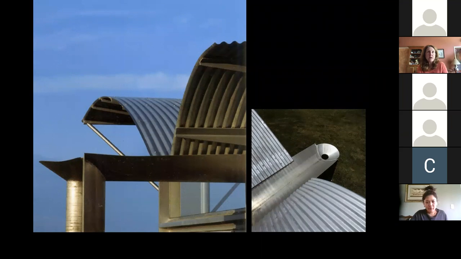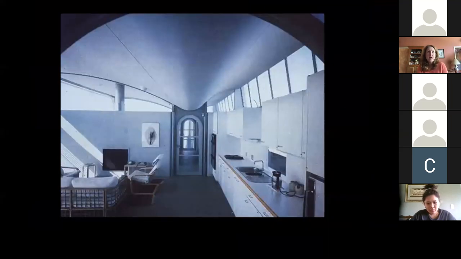Here's just a close-up of the gutter that captures the water. And then here's the interior. And so a couple of things you can see on the right side of this picture. You can see that's the service corridor, the upper windows that are slanted.